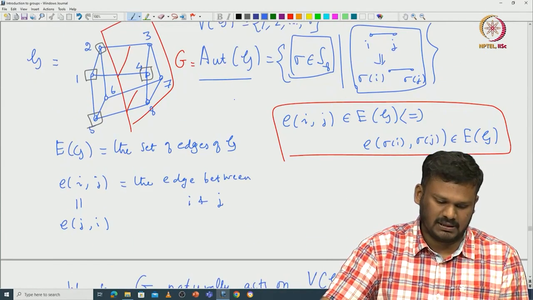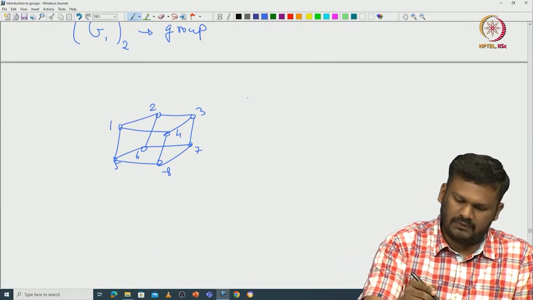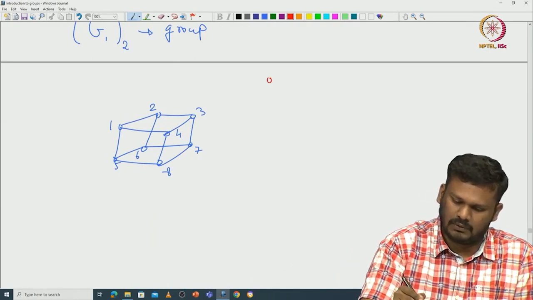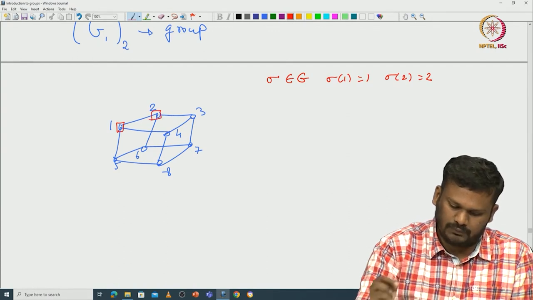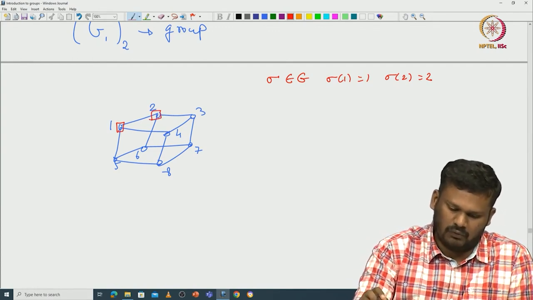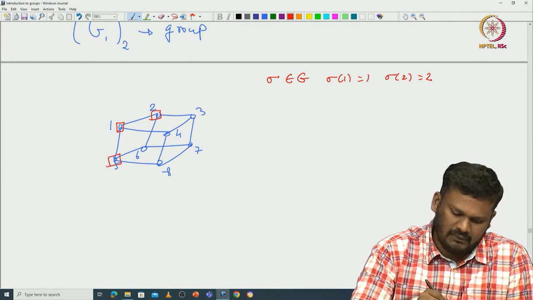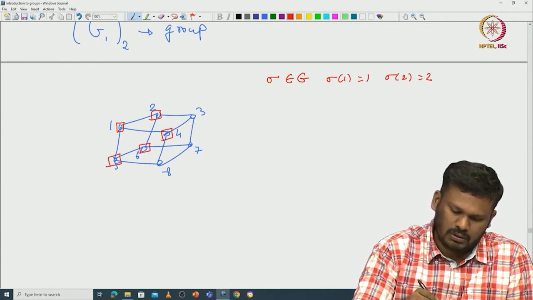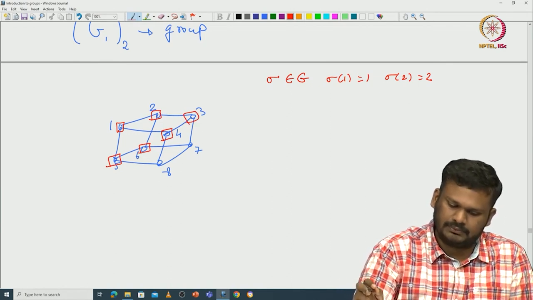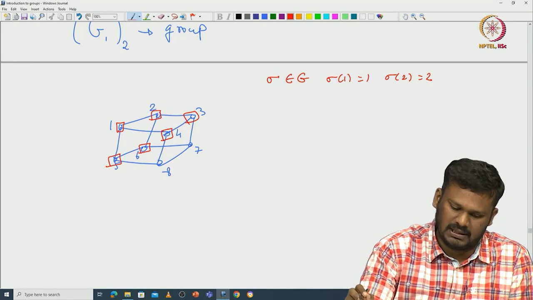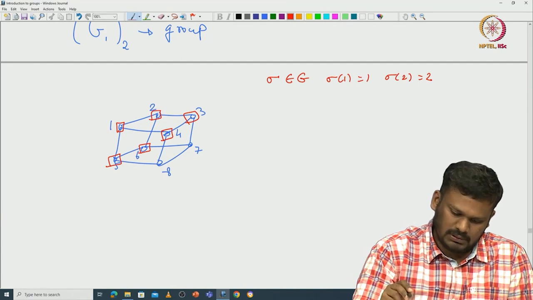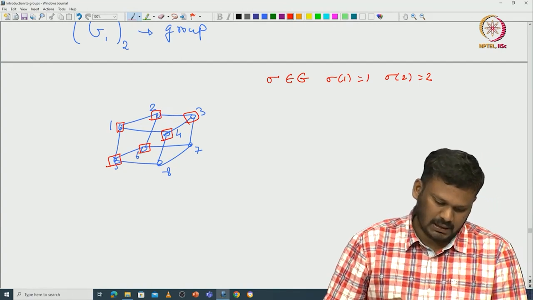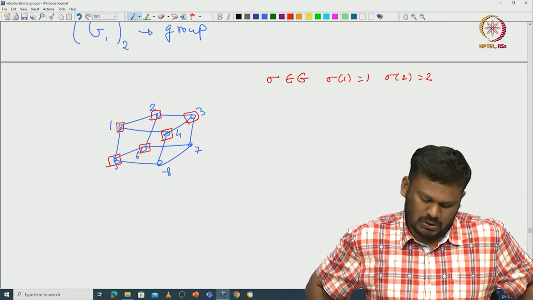1, 2, 3, 4, 5, 6, 7, 8. So, now what we are saying, you have sigma in G that fixes both 1 as well as 2. So, this is 1, this is 2. Now look at all the neighbors of 1, 2. That will be 5, 6, 4, 3, that is all. 2 is connected with 1, 4, 3, 6 and 1 is connected with 2, 4, 5. So, these are all the numbers that will play an important role.